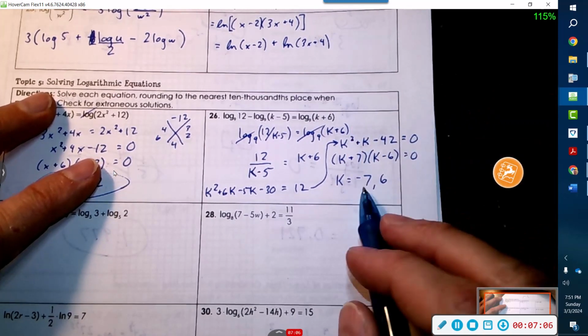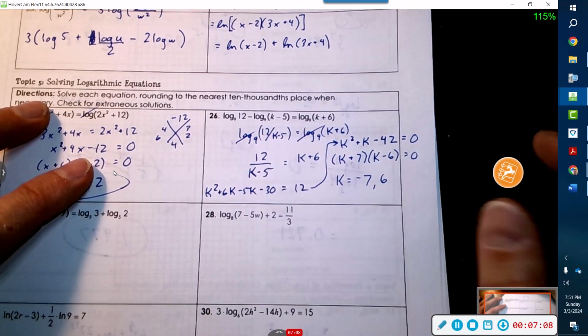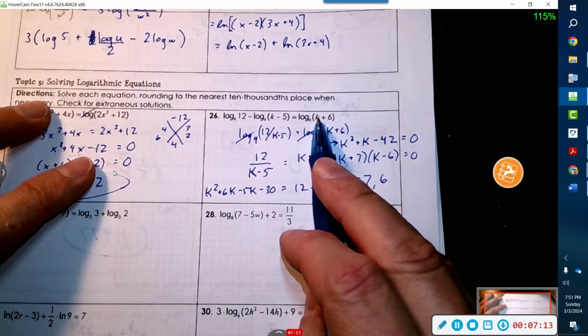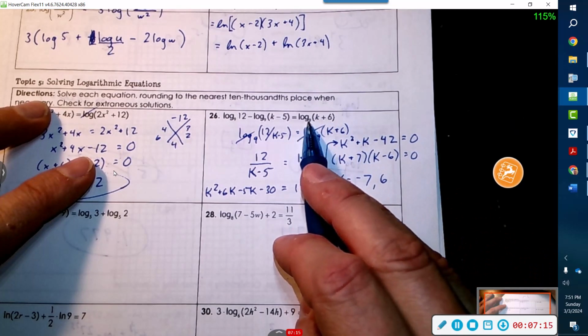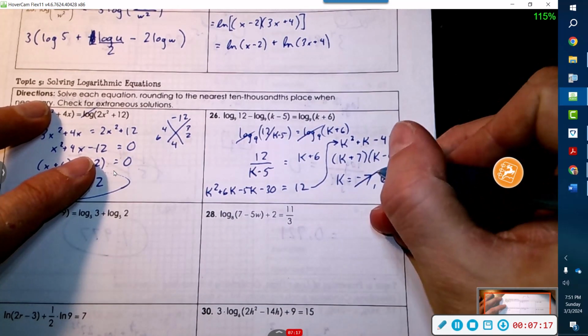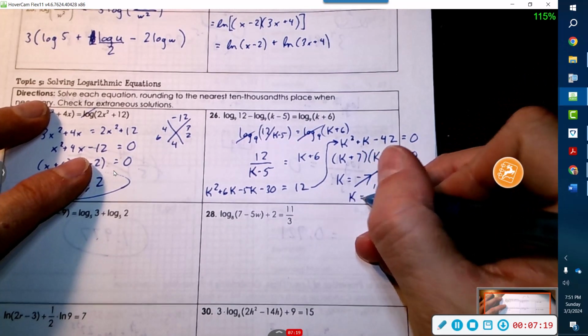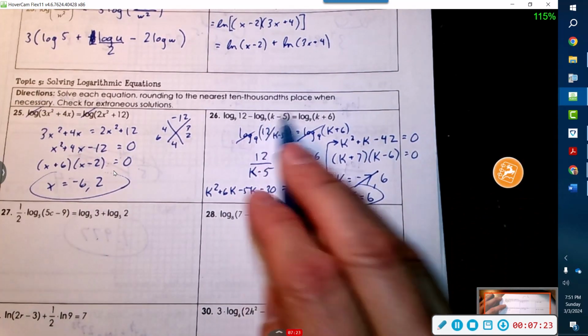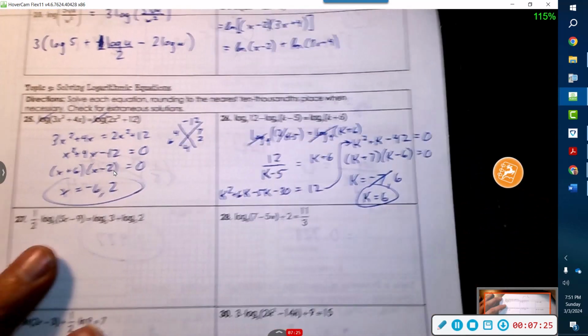Now if this negative 7 produces a negative number anywhere, we have to cross it out, and I see it right there. If I plug in a negative 7 here, I would get log base 9 of negative 1. He is a no-go. He is extraneous, so k has to just equal 6. 6 isn't going to be a problem here, and it definitely won't be a problem there.